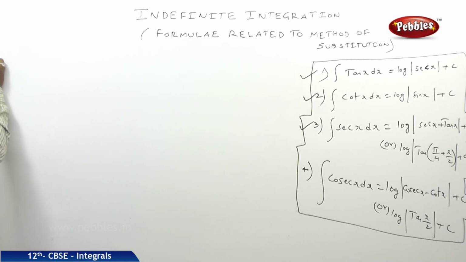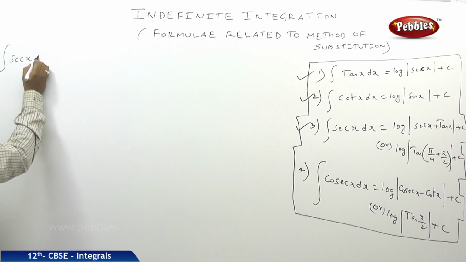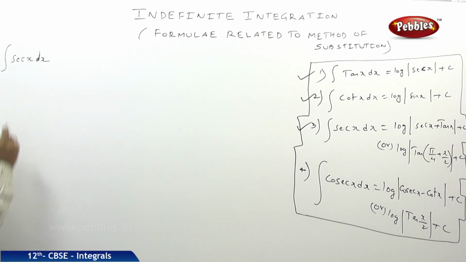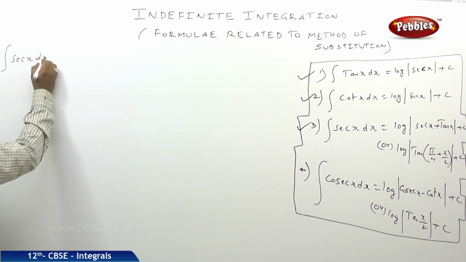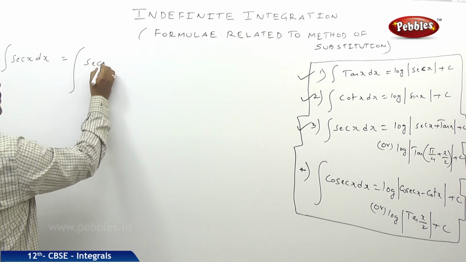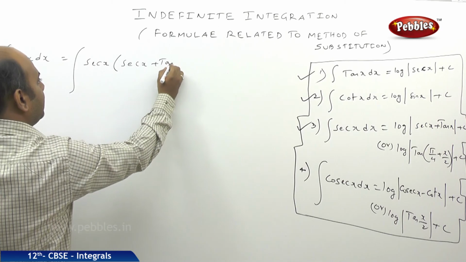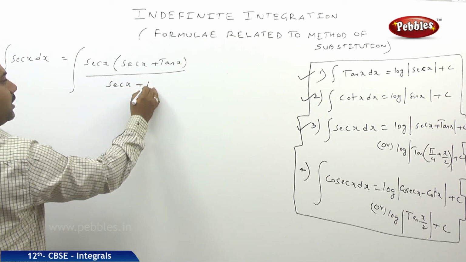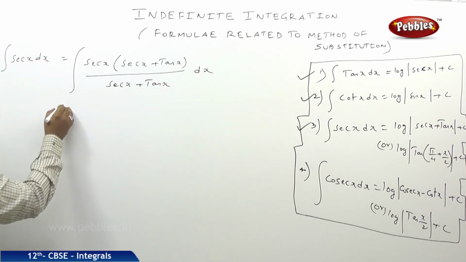Right, now we'll be seeing the derivation of the integral of secant x dx. For this function, I'll be multiplying and dividing by secant x plus tan x, to both numerator and denominator.